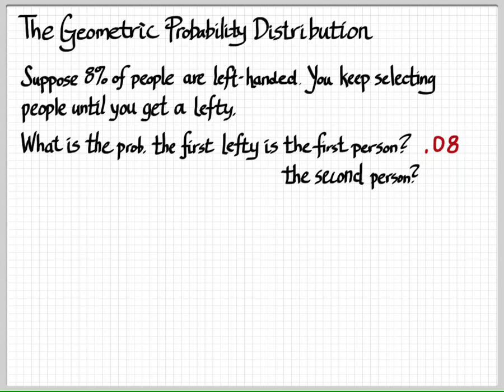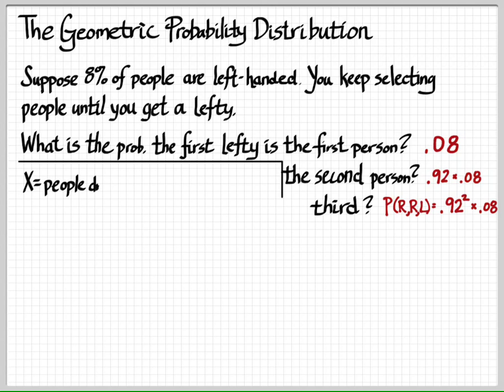What's the probability that your first lefty is the second person? Now, that's a little bit trickier, but not too bad. Since there's an 8% chance of getting a lefty, there's a 92% chance that we don't get a lefty. So for the first lefty to be the second person, we have to get a right-handed person and then a left-handed person. And so that's 0.92 times 0.08. And what about if I say the third? What's the probability the first lefty is the third person? So again, we need a right-handed person, then a right-handed person, then a left-handed person. So that's 0.92 squared times 0.08. And you can see the pattern here.